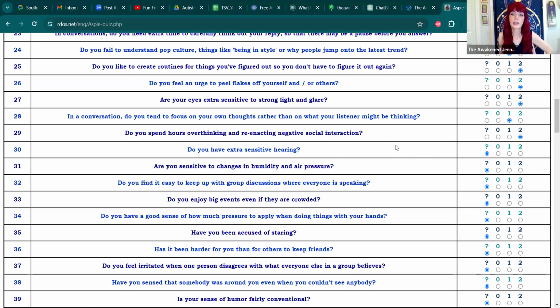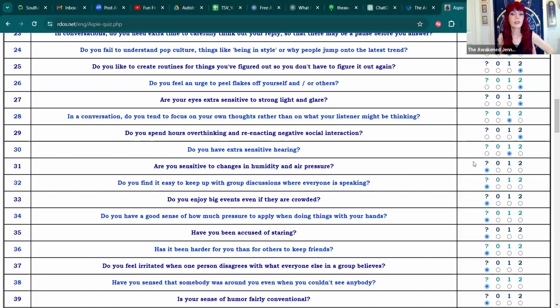Do you have extra sensitive hearing? I'm going to put on that the one, and the only reason I'm doing that is because I have what's called reverse slope hearing loss. The most common type of hearing loss is you lose high frequency sounds first. I have the low frequencies being the ones that are hard for me to hear. So that's why I put a one on that. But I do actually feel like I have pretty good hearing in other situations.